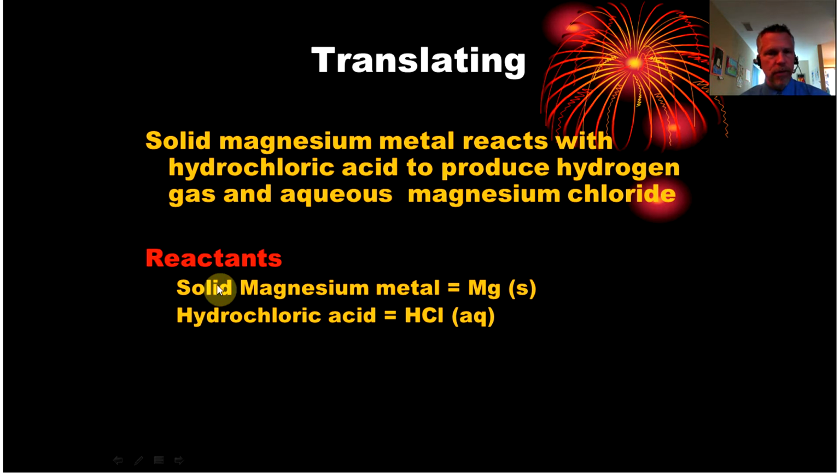So we maybe could have assumed that, but the sentence actually tells us that it's solid magnesium metal, so we abbreviate Mg, and we have the parenthesis with an S to indicate solid, and here we have HCl with a parenthesis around the AQ to indicate aqueous. Okay, so there are our reactants. We can see the phrase "to produce" here. That gives us our arrow that goes from reactants to products. So now let's find our products.